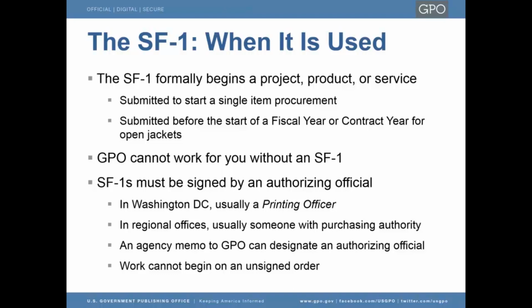The signature applied to the SF1 must be that of an authorizing official. Check with your own organization to identify that person. To establish, change, or remove an authorizing official with GPO, a memorandum to the GPO headquarters or regional office manager with the prospective official's signature for a reference is required. No matter who will be signing the order, it must be signed, either electronically or a traditional wet signature. Unsigned orders cannot be acted upon. GPO will contact the sender in this instance.